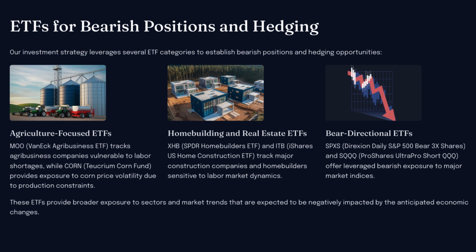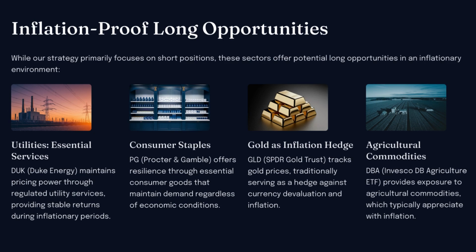It's not all about shorting. Some sectors benefit from inflation and economic shifts. For example, utilities. Companies like Duke Energy maintain pricing power because people need electricity no matter what. Next, consumer staples. Procter & Gamble makes products that remain in demand, even as discretionary spending tightens. Then, of course, commodities. Gold and agricultural ETFs serve as inflation hedges and tend to perform well in volatile economic conditions.